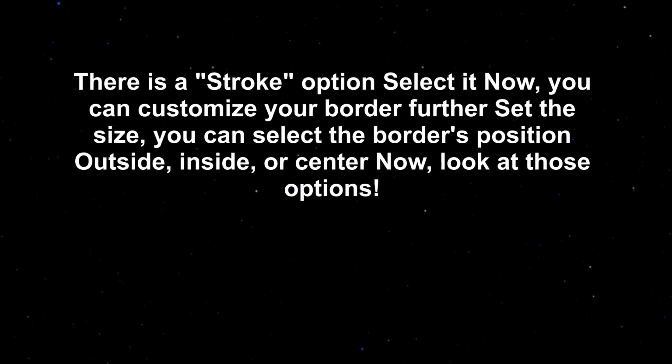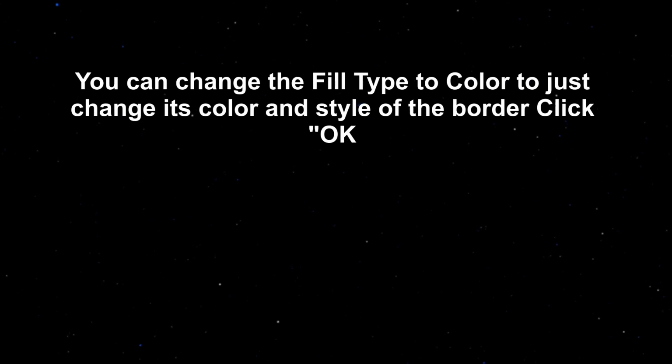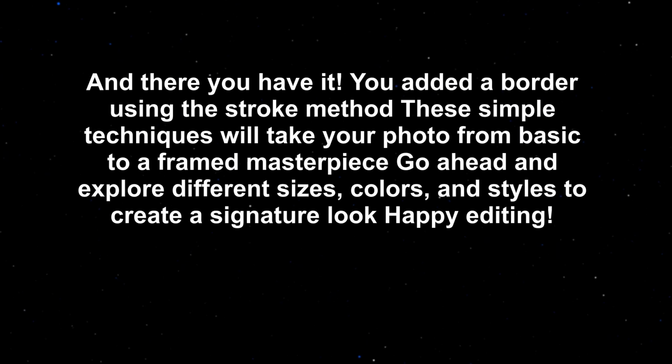Set the size. You can select the border's position: outside, inside, or center. Now, look at those options. You can change the fill type to Color to change the color and style of the border. Click OK, and there you have it. You added a border using the Stroke method.